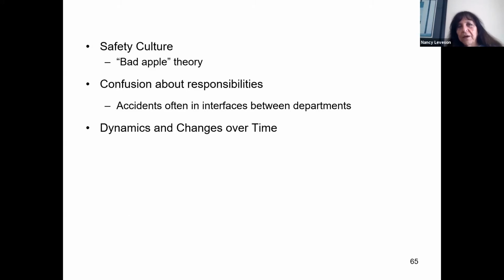Safety culture. I don't want to go into the safety culture problems in hospitals, but one of them that I've run into personally is this bad apple theory. There is a widely held belief in healthcare that there are certain bad apples. They cause all the accidents. So there's 5% of the surgeons and they're causing all the accidents or all the problems. If we get rid of those bad apples, the 5%, then all our problems will be solved.